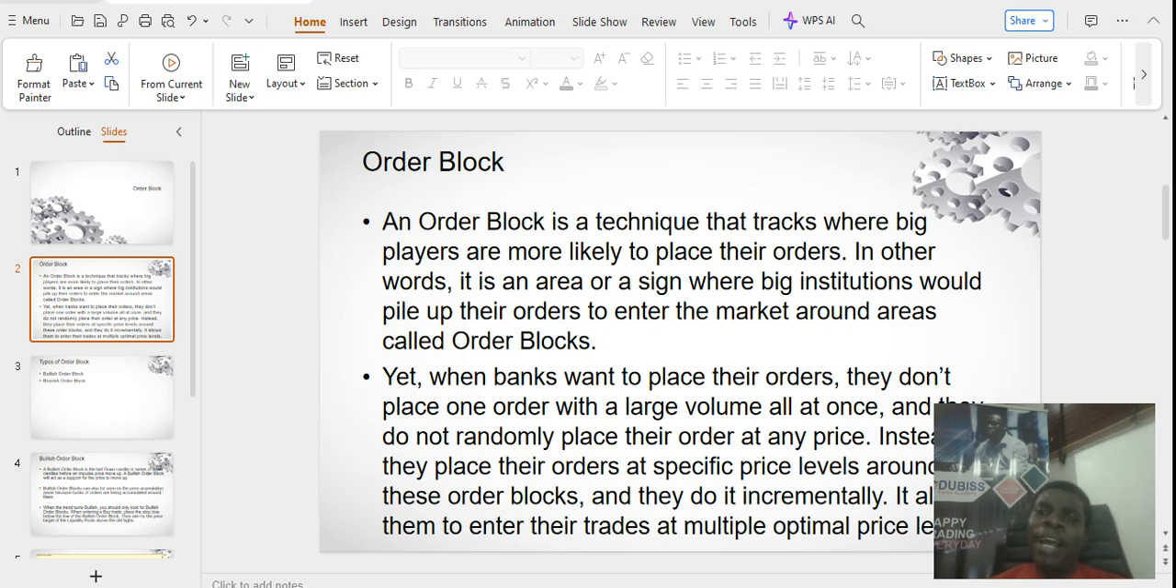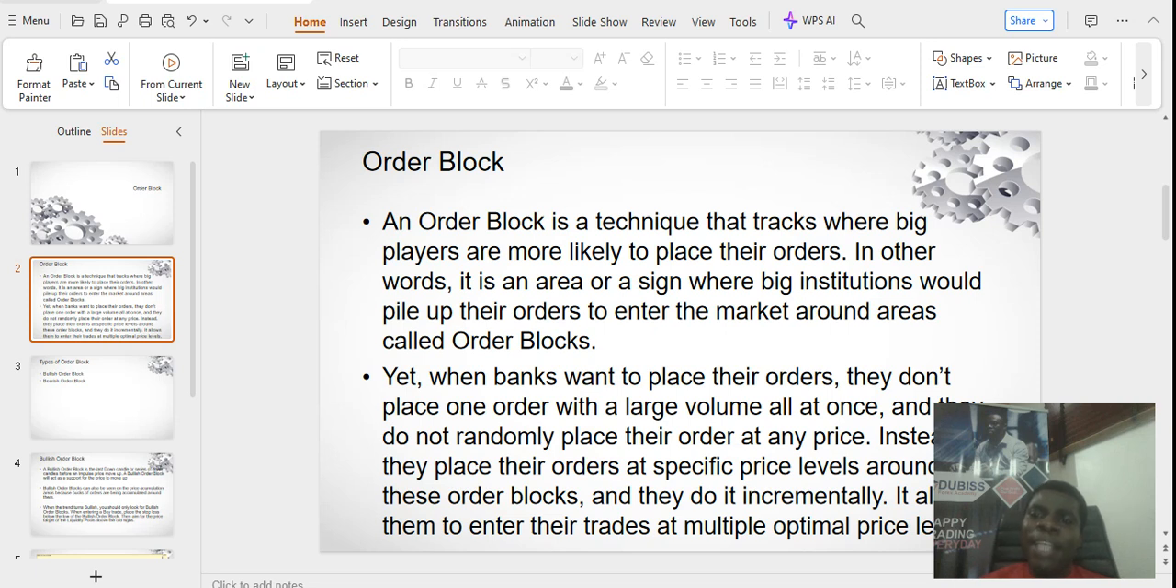When banks, the institutional traders, want to place their orders, they don't place one order with a large volume. Rather, they do it in multiples, incrementing it as the price moves. So this specific zone where they will enter those orders is called an order block. Having known what an order block is, where the big institutions will likely place their bulk of orders, let's now look at the types of order blocks.